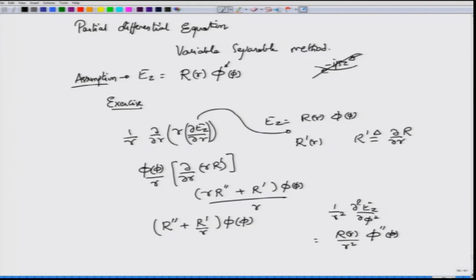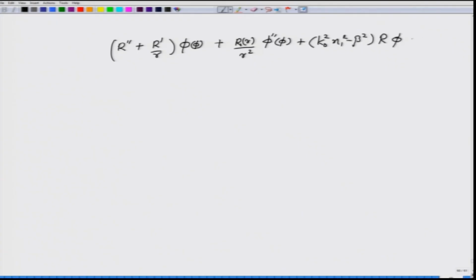Now that we have them, you can combine these equations. So, I will now have an equation which tells me that R double prime plus R prime by r times Phi of phi plus R of r divided by r square, and then you had Phi double prime of phi plus k0 square n1 square minus beta square times R Phi equals 0. Okay. Now, what we do is we divide. So, this as I have told you is an exercise. So, if you do not understand it, please go back and do this carefully, ensure that you understand how this equation was derived. Okay.